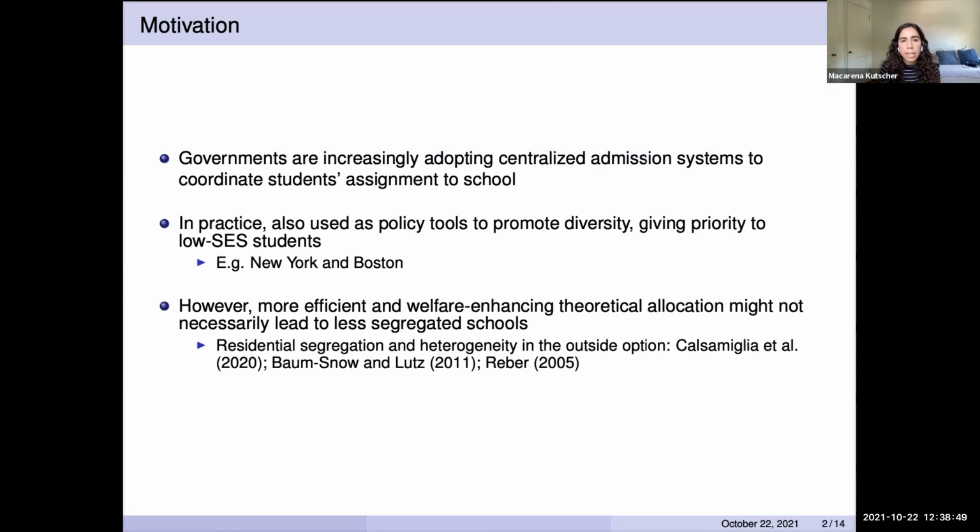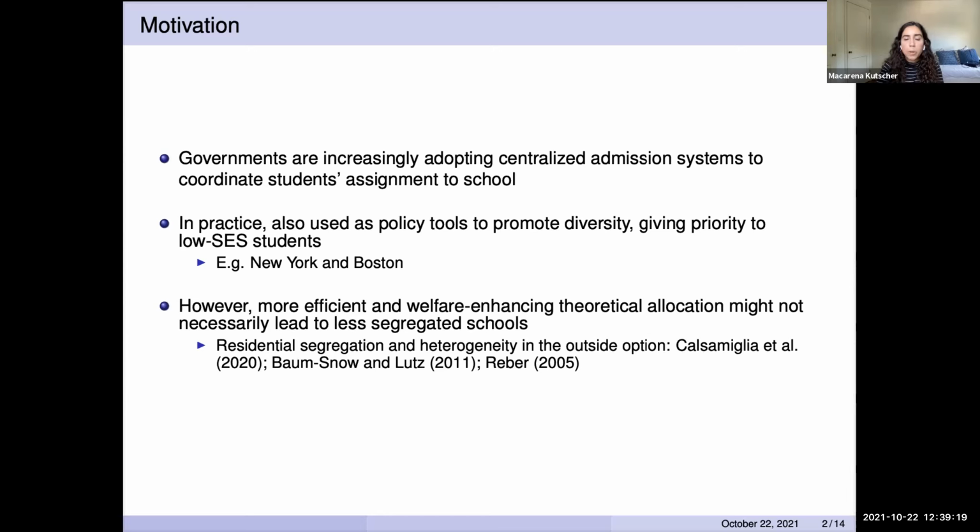And most of the time they give priority to low SES students at the randomization stage. For example, New York and Boston have made substantial reforms in recent years to give minority groups higher chances to attend better schools to ensure greater equity in the public system. However, a more efficient theoretical allocation might not necessarily lead to less segregated schools.